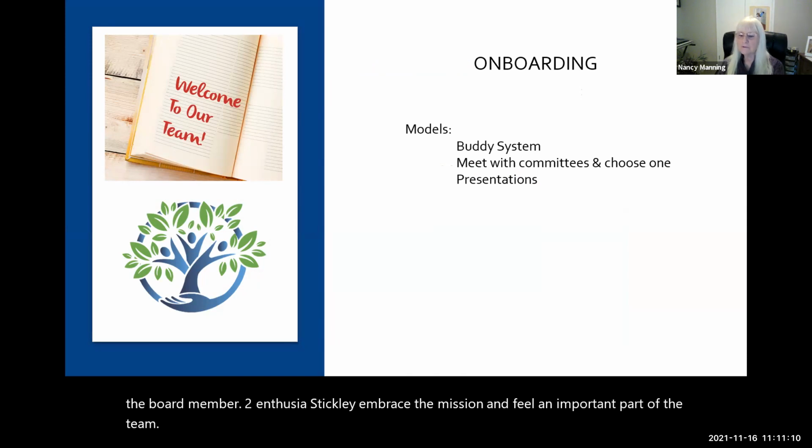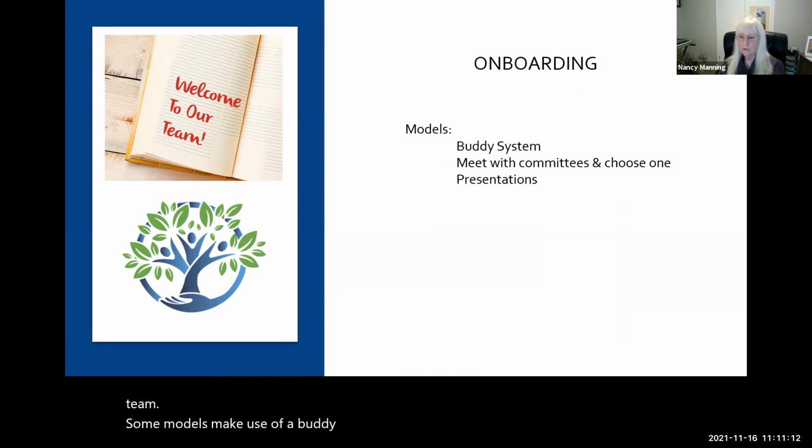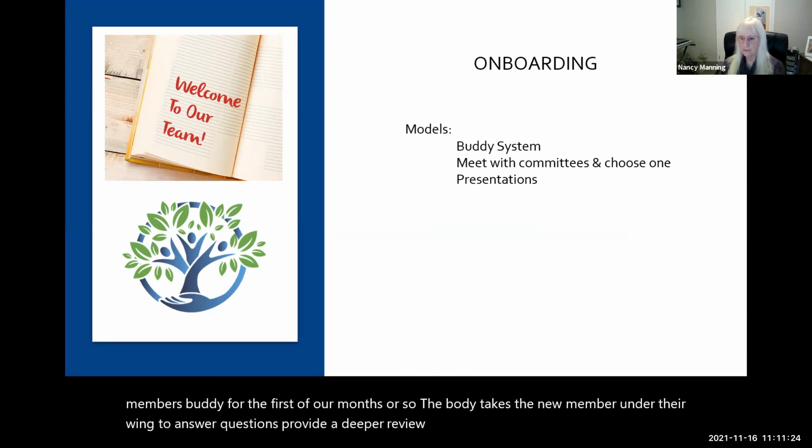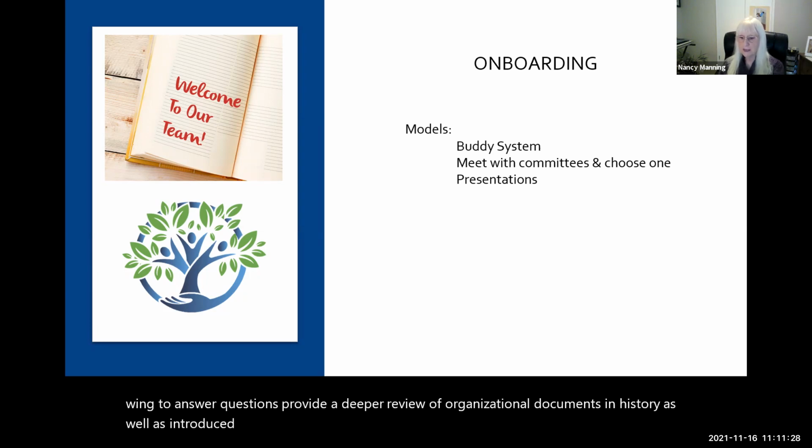Some models make use of a buddy system. Board members volunteer to be a new member's buddy for the first several months or so. The buddy takes the new member under their wing to answer questions, provide a deeper review of organizational documents and history, as well as introduce the new member to programs and staff.